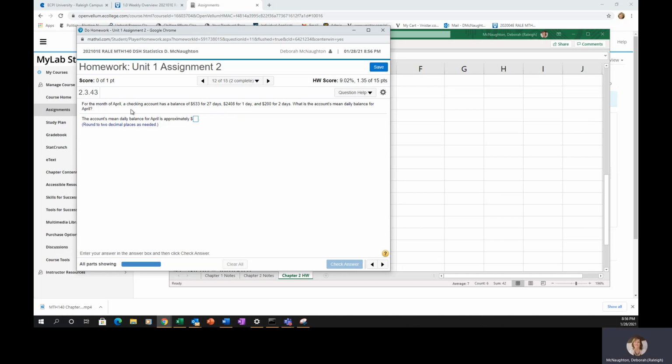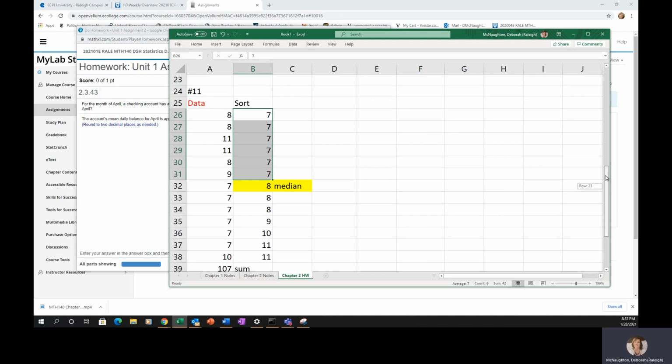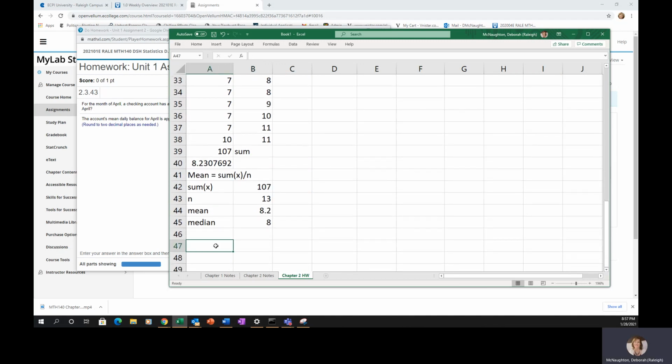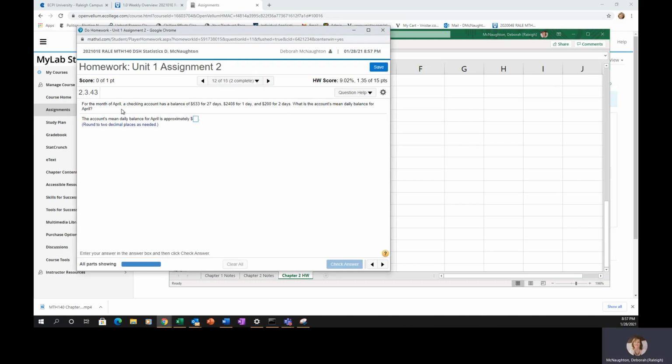All right, now it's asking me, for the month of April, a checking account has a balance. So this is a weighted average problem. For the month of April, a checking account has a balance of $533 for 27 days, $2,408 for 1 day, and $200 for 2 days. What is the mean balance for April?